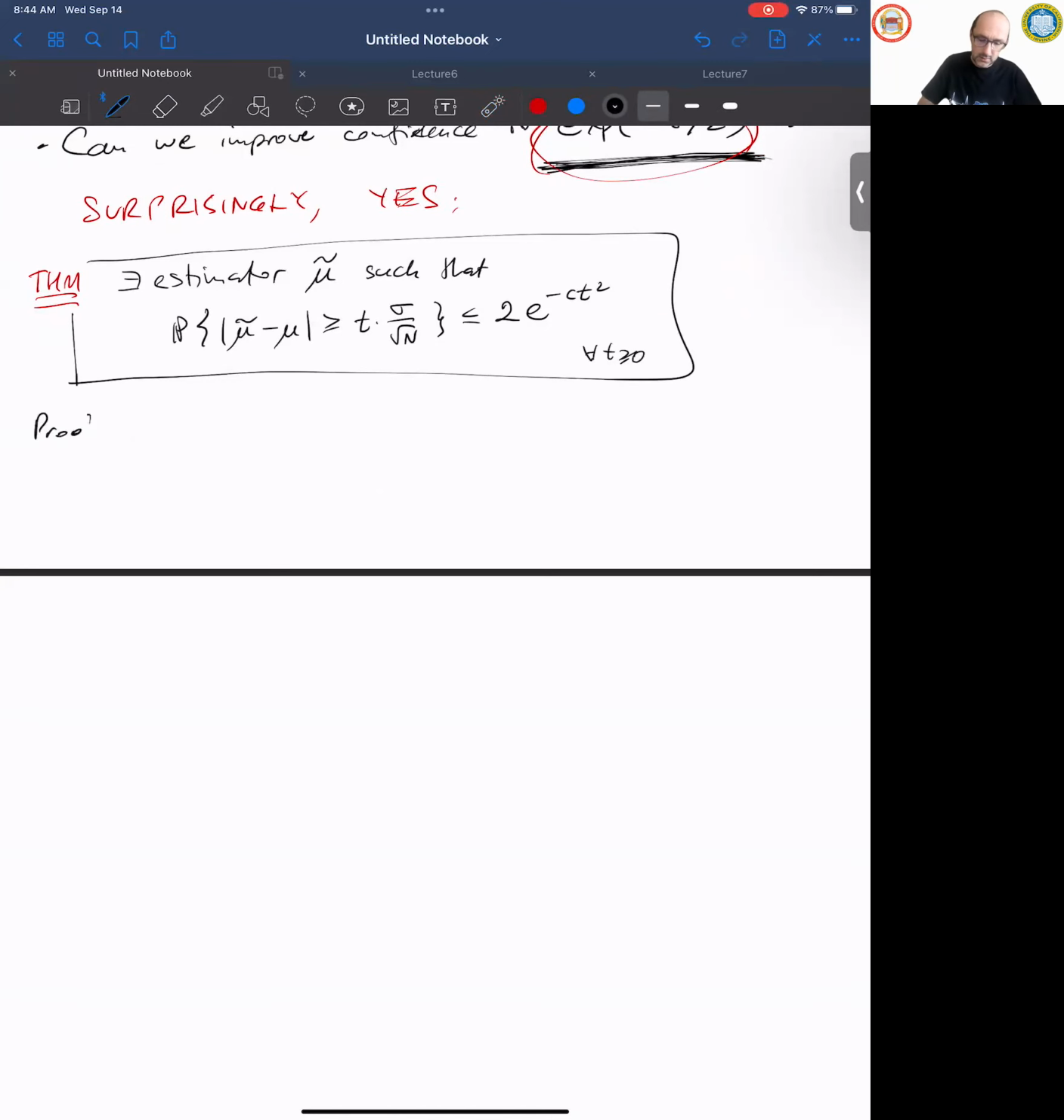So, the proof again. The proof maybe is more important than the result itself, and the proof is based on the estimator that's called the median of means estimator, MoM estimator.